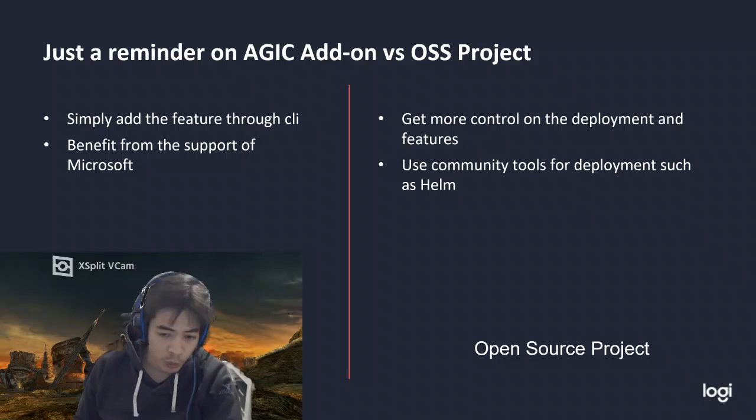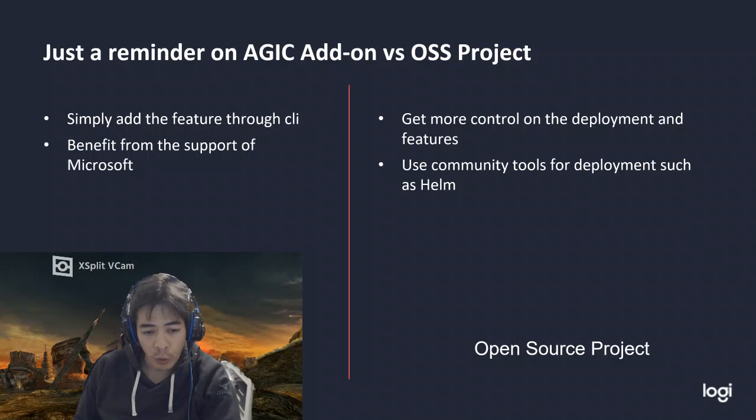The open source project is still the same feature, except that it's not managed automatically by Microsoft. But I guess that all the new features are coming first in the open source project and are then added in the add-on. The difference between the two is that the add-on is updated automatically by Microsoft, while the open source project, obviously you need to do that yourself. Okay.